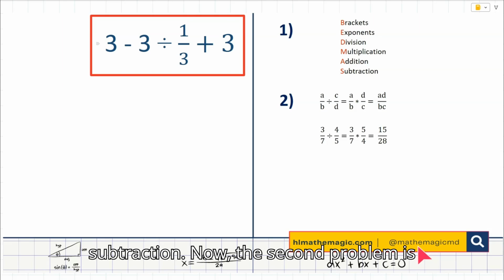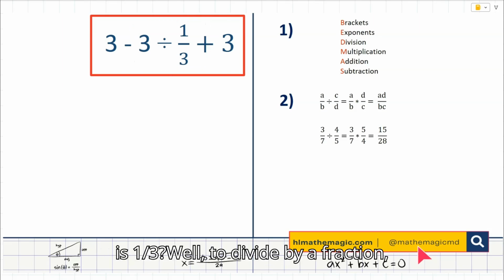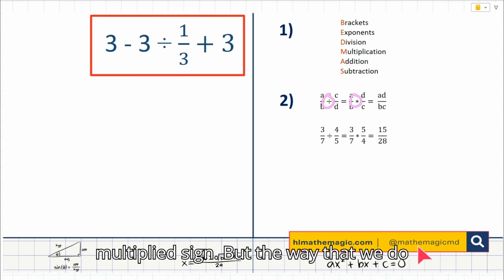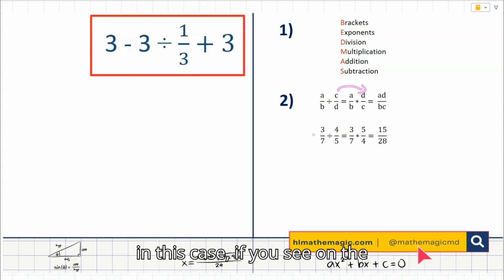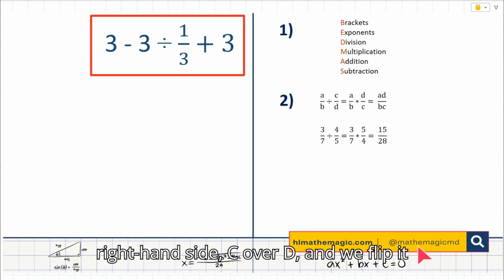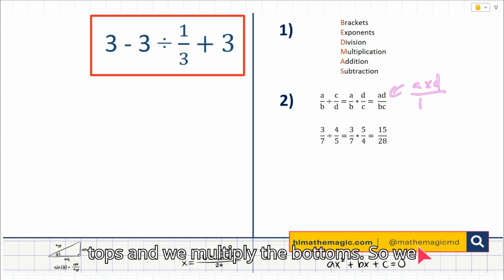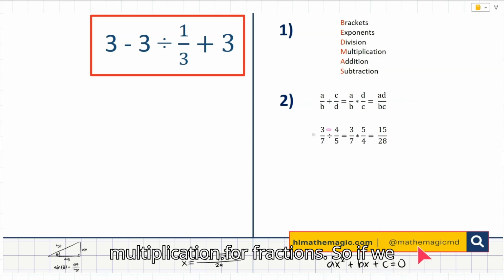Now, the second problem is how do we divide 3 by a fraction, which is 1/3? Well, to divide by a fraction, we need to change the divide sign into a multiplied sign. But the way that we do that is that we take the second fraction, in this case, if you see on the right-hand side, C over D, and we flip it around. And then we multiply the tops and we multiply the bottoms. So we have to change the division into a multiplication and then follow multiplication for fractions.